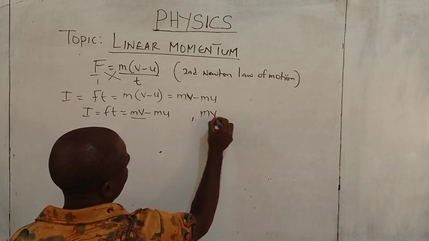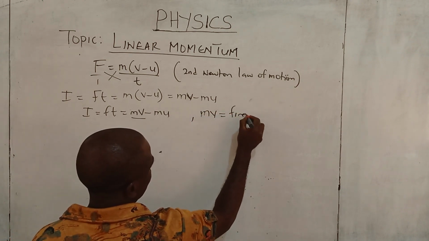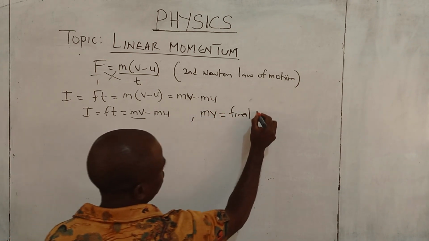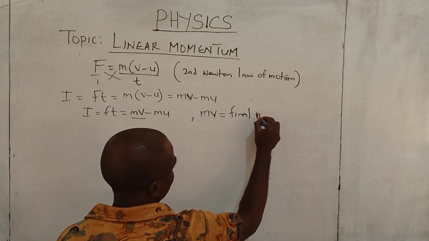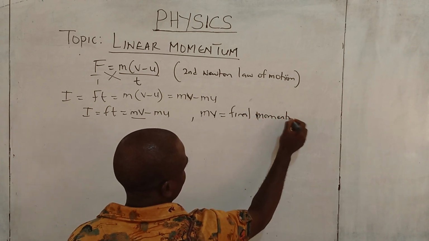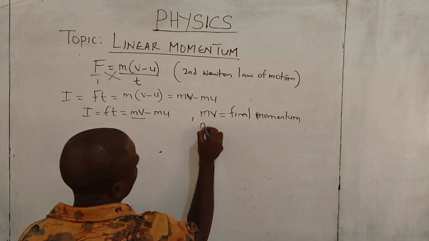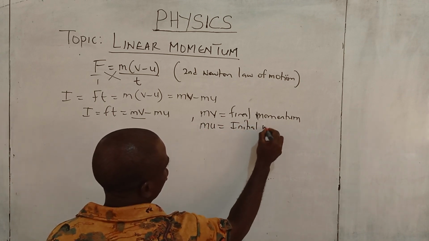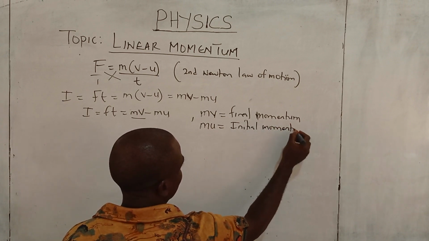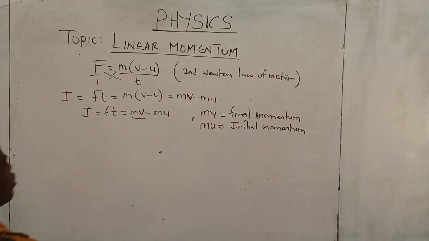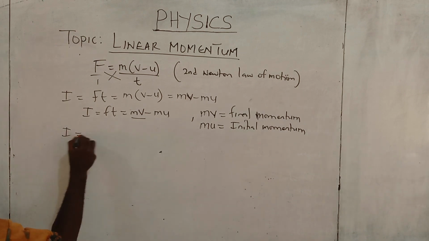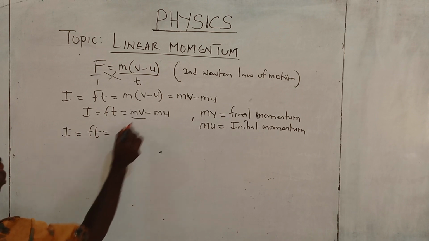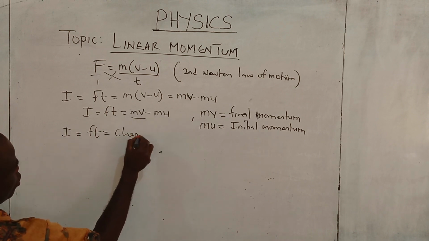mv stands for final momentum, where v is the final velocity, and mu is referred to as initial momentum. u is the initial velocity. So Ft, the impulse, is equal to the change in momentum.